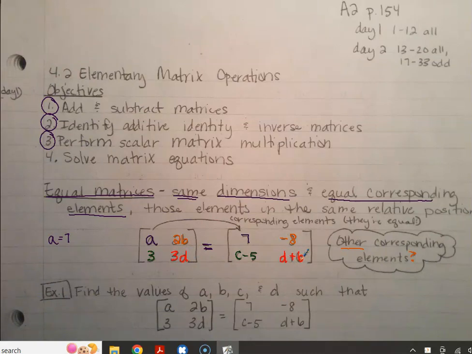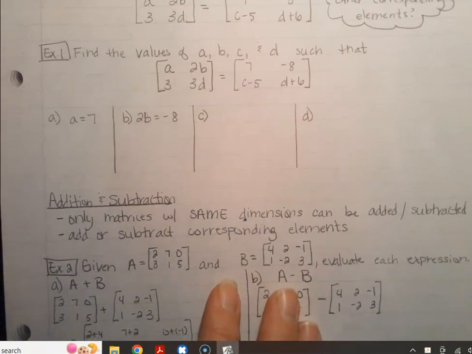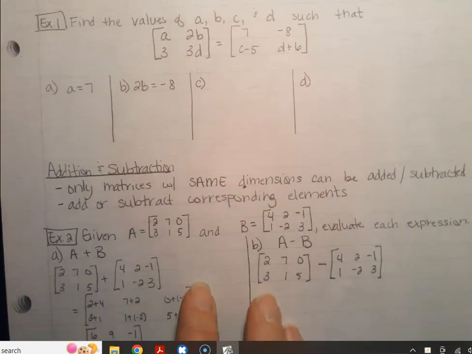That's cool because we can solve for these. We could say 3D has to be equal to D plus 6 because they're equal corresponding elements, or because these are equal matrices. They have to be equal. So that's pretty awesome. They're the same dimensions and the corresponding elements are equal. And we're going to use that in example 1. Example 1 says, find the values of A, B, C, and D such that, and we have this matrix. I'm going to move this up a little bit.